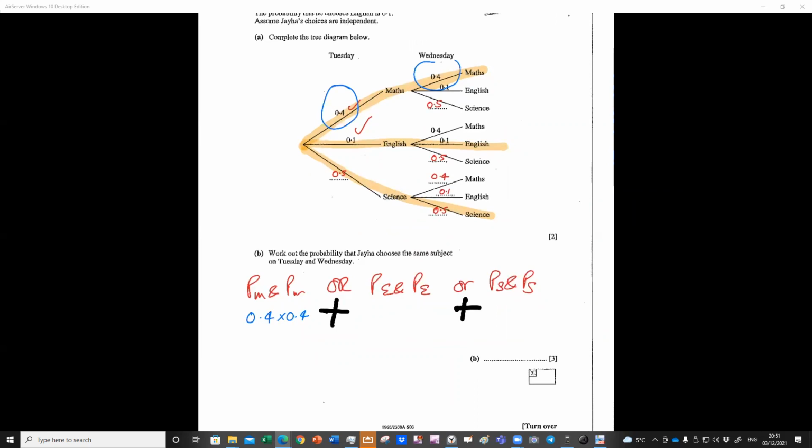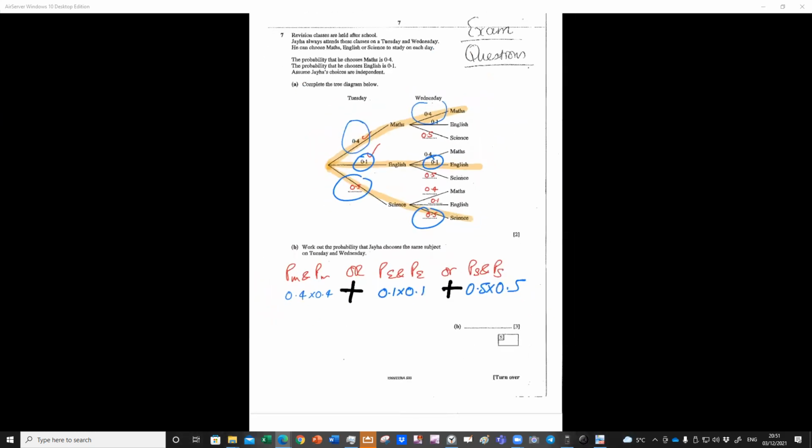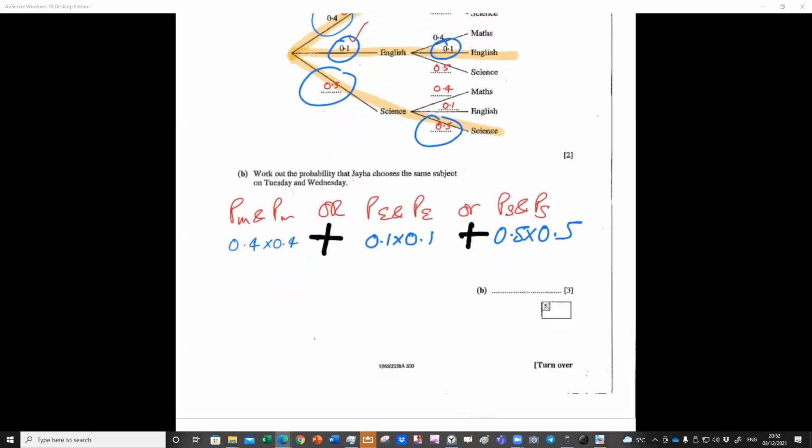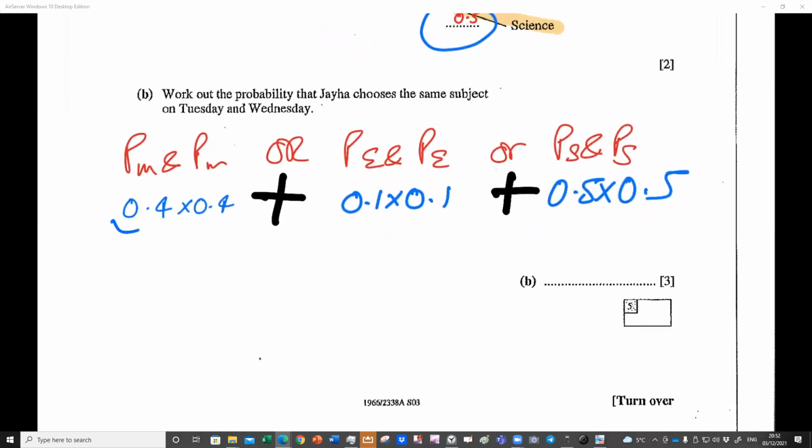Next one. What's the probability of English? 0.1. Lovely. What's the probability of two sciences? Double science? 0.5. Okay, now remember we're doing all of this with our calculator at the moment. 0.4 times by 0.4 gives us, with our calculator, 0.16. Then 0.1 times by 0.1, 0.01. And 0.5 times by 0.5, 0.25.